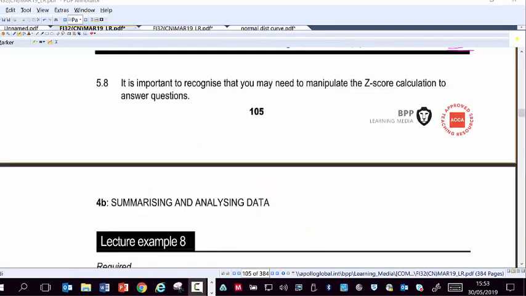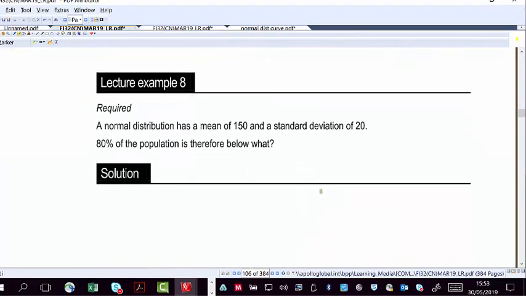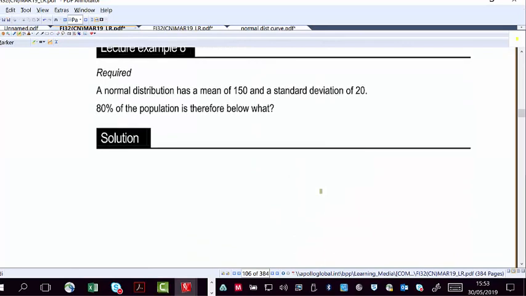The final thing that we're going to look at here is how we can start to manipulate the Z-score calculation to answer different types of question. We'll use our final lecture example 8 to illustrate that. Here we're told that a normal distribution has a mean of 150 and a standard deviation of 20. We're asked: 80% of the population is therefore below what?